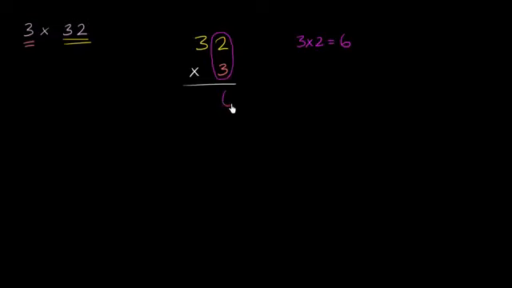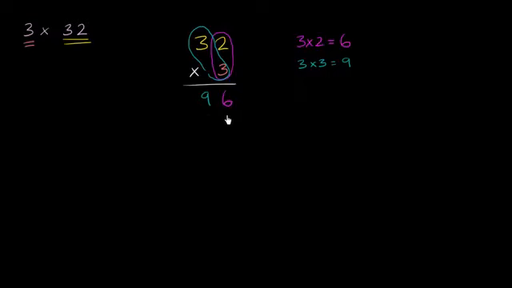Now, we're going to figure out what 3 times 3 is. Well, once again, we know that 3 times 3 is 9. And since I'm multiplying times the tens place right over here, I'm going to put it in the tens place right like this. So we're done. We got 32 times 3 is 96.